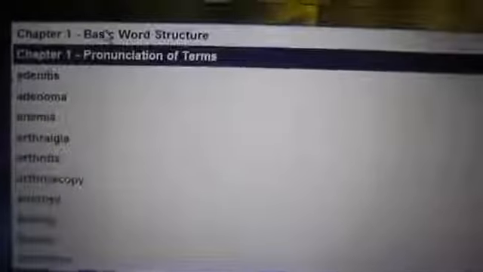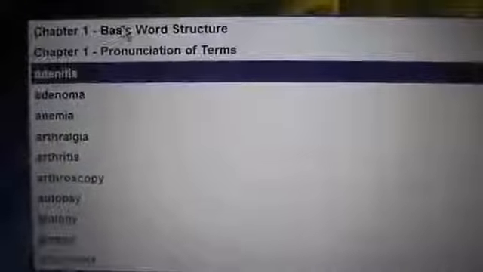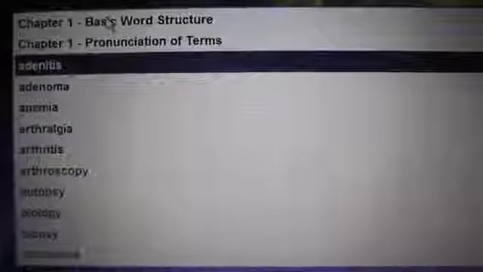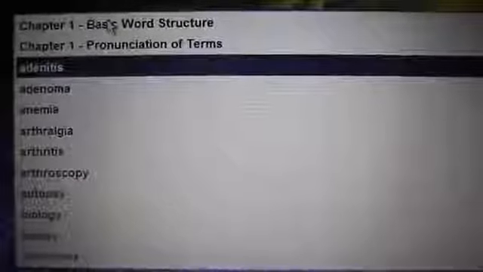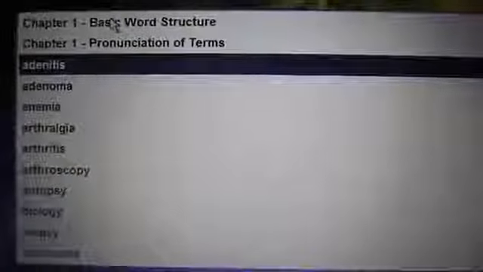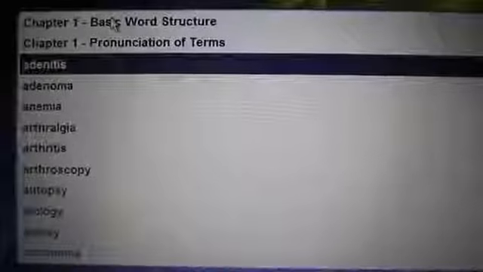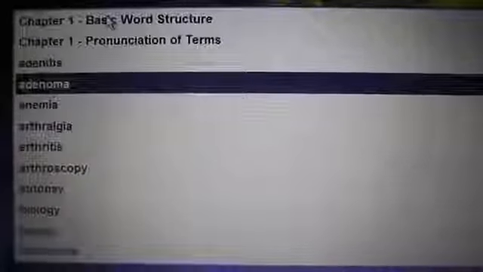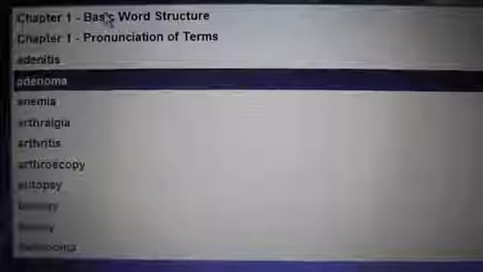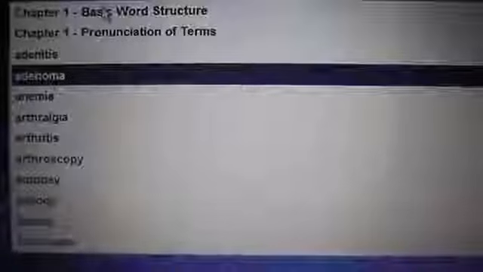Pronunciation of terms, Chapter 1. Adenitis. The word adenitis is formed of 2 parts. The suffix itis, I-T-I-S, means inflammation, and the combining form adeno, A-D-E-N-O, means gland. Adenitis, then, is inflammation of a gland. Adenoma. The suffix oma, O-M-A, means tumor or mass. An adenoma is a tumor of a gland.